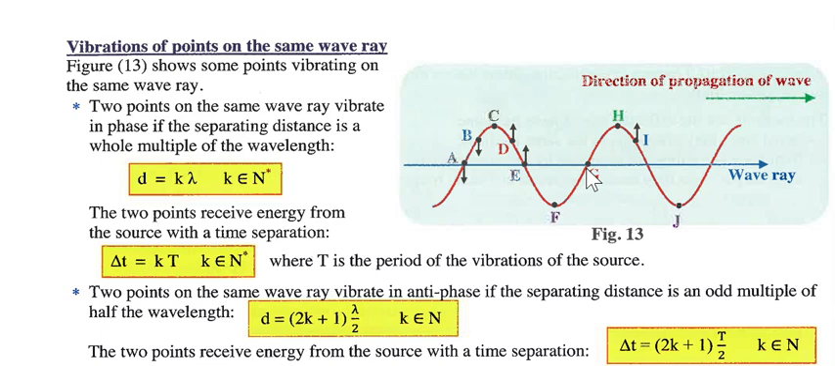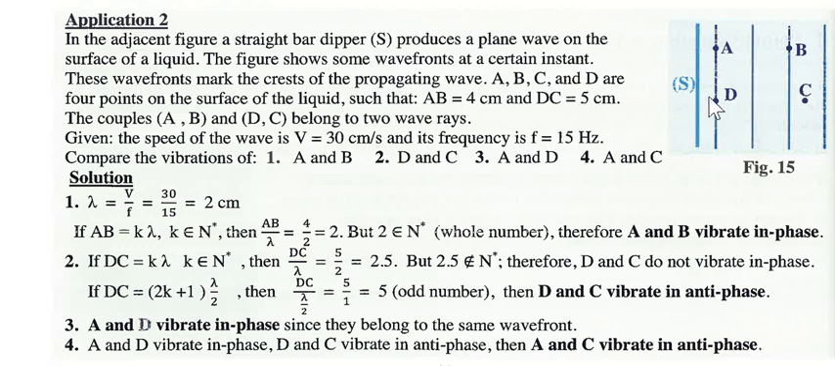So which are the points that vibrate neither in phase nor out of phase? For example A and B, B and C, C and D. These points are neither in phase nor out of phase. It means that in this case the distance between these points is neither k lambda nor (2k plus 1) lambda over 2. If you want to take another application, but this time with some calculation.